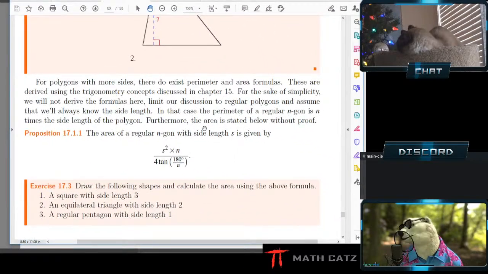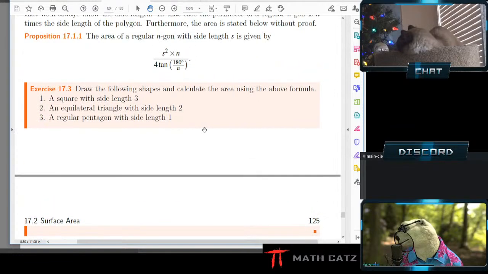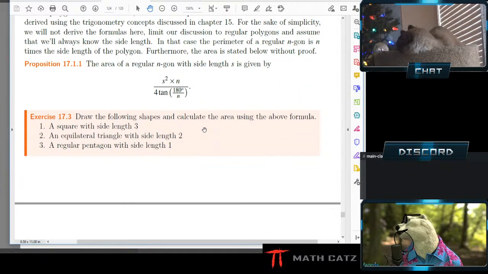So in our last little bit, let's see if there are questions that ask me to use this. In the book again here, there are some in 17.3. Because these are all regular polygons, they don't have to draw the picture for me. They can just tell me, draw a square with side length 3 and use the formula to find the area. Practice it on an equilateral triangle with side length 2, a regular pentagon with side length 1. Right? I can do this. I can use this formula for any regular polygon.